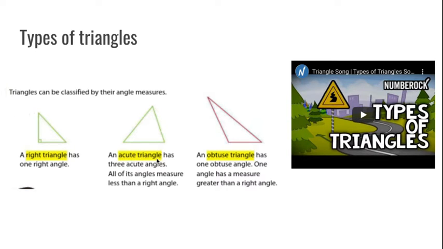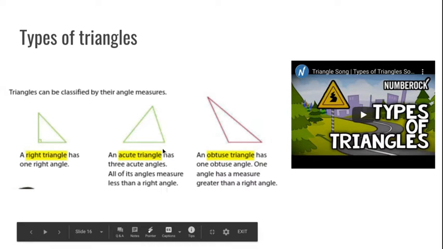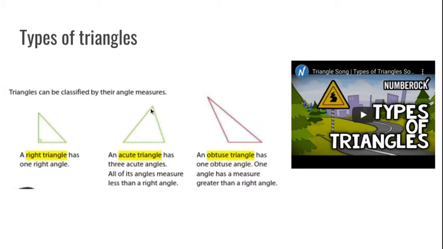An acute triangle has 3 acute angles. All of its angles measure less than a right angle. So every angle in this triangle is acute. This angle is acute here, this angle is acute here, and then this angle is acute. So that would make it an acute triangle. It's less than 90.